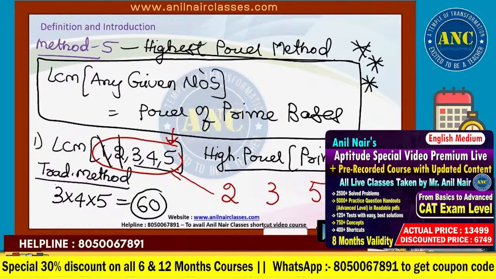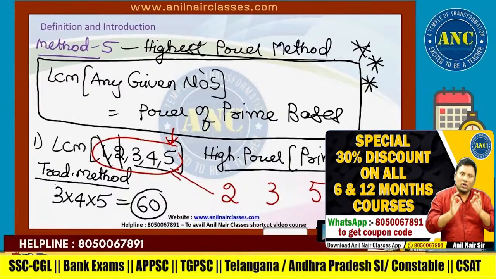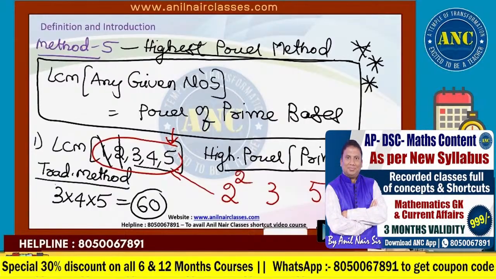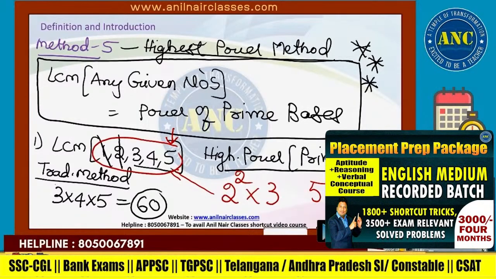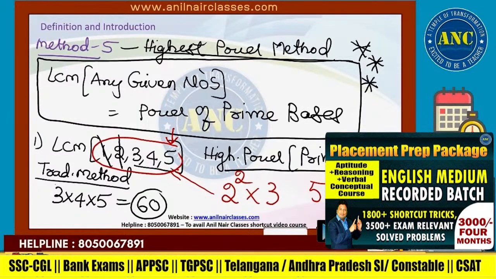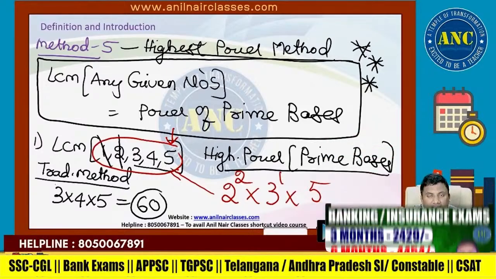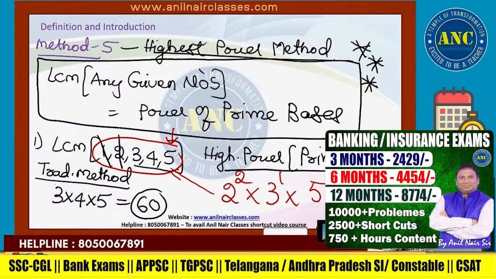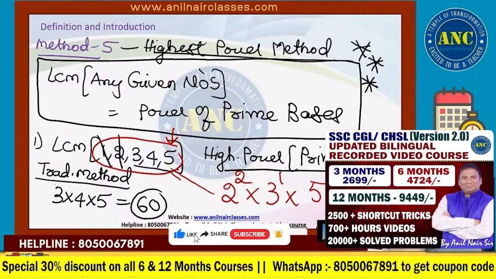What is 2 square? 4. What is 2 cube? 8. 2 cube is exceeding the highest value. Take the value 2 square. Next comes 3. What is the highest power of 3 till 5? 3 square is 9. 3 power 1 is 3. So it is 3 power 1. What is the highest power of 5 till 5? Which is 5 power 1. 4 into 3 is 12. 12 into 5 is 60.